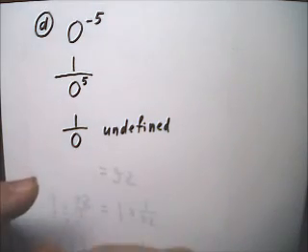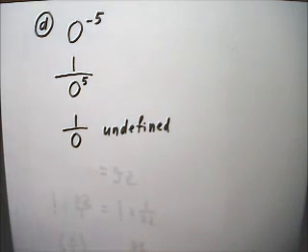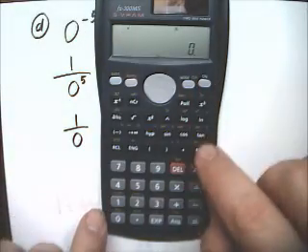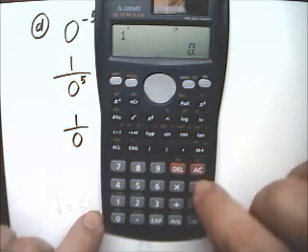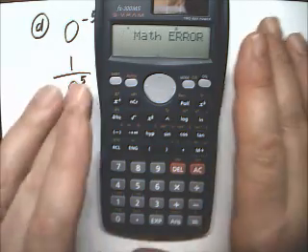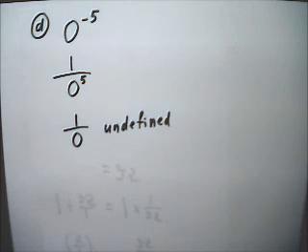I'm always curious what happens on a calculator when you try this. Every calculator will show you something. 1 divided by 0. Math error. See, you can't divide by 0, it's undefined.